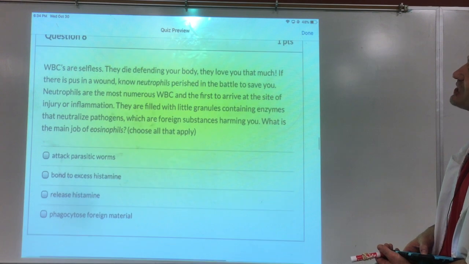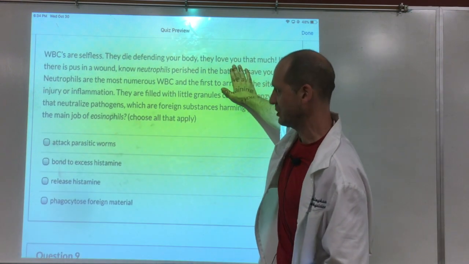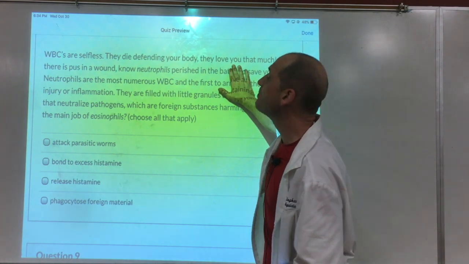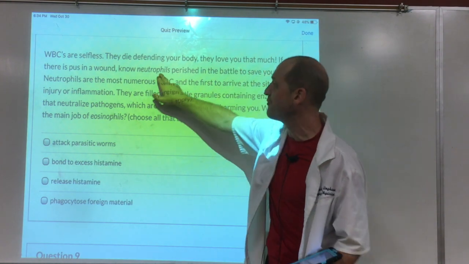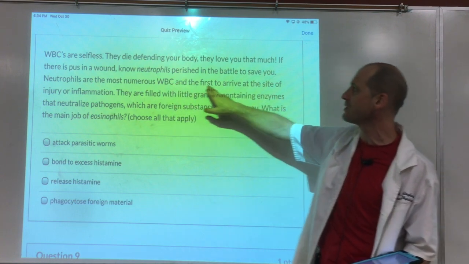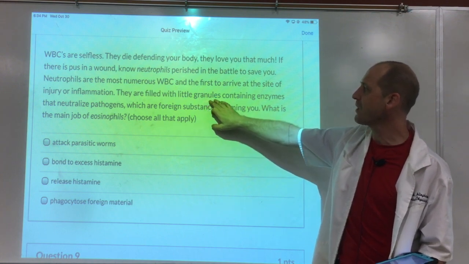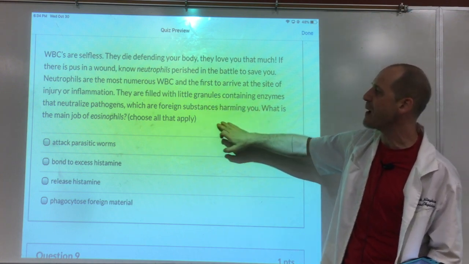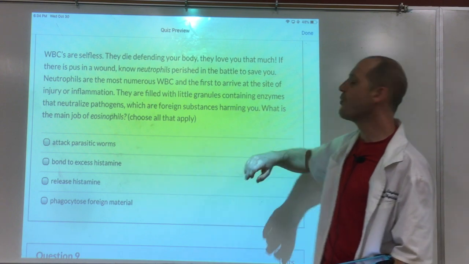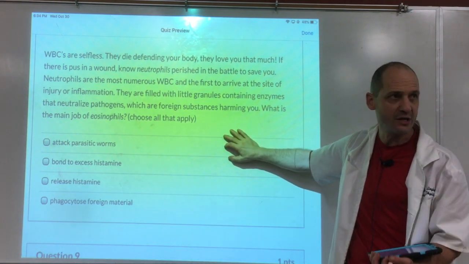White blood cells are selfless. They die defending your body, they love you that much. If there is pus in a wound, know that neutrophils perish in a battle to save you. Neutrophils are the most numerous white blood cells and the first to arrive at the site of injury. They are filled with little granules containing enzymes that neutralize pathogens, which are foreign substances that harm you. You know that, right? Pathogens are the things that come in and make you sick.